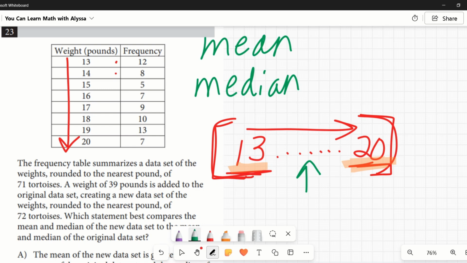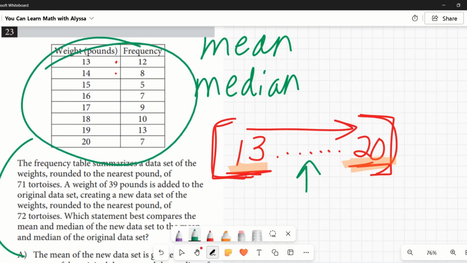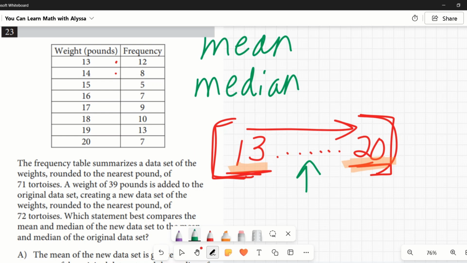So in this case, we do not have to add all those numbers together and find the mean. We do not have to type anything into a calculator at all. So all this verbiage, all these data points, and we don't have to actually do math to find this answer for the first part of this. The mean's going to go up. This new mega tortoise is 39 pounds. That is definitely higher than our highest weight, which originally was 20. It's higher. The mean of the new data set is going to go up. It's going to be higher than the original.